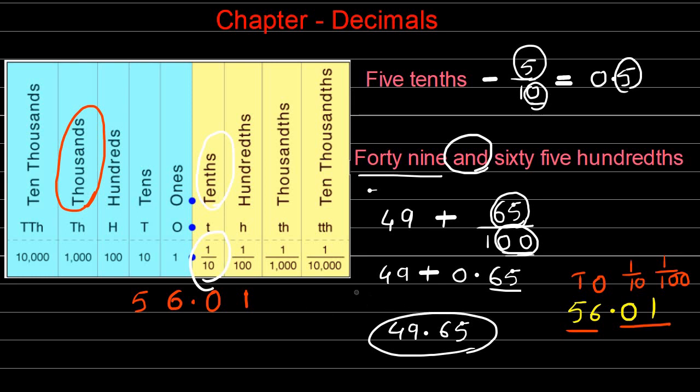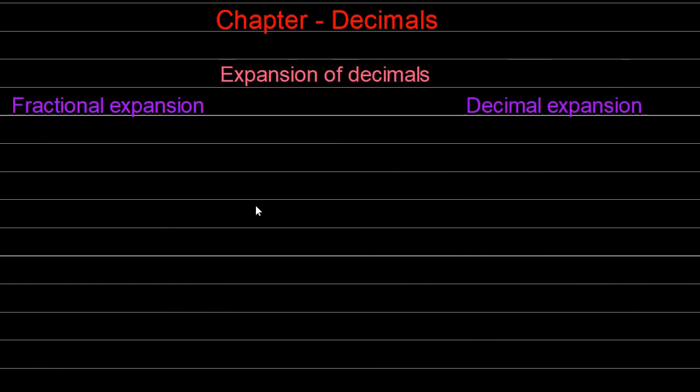Okay, now let's see the next topic. Yes, our next topic is expansion of decimals. So you may get questions like, for example, 34.098, and they may ask you to write the expanded form of this number, or the expansion of this decimal. Now how to do it? There are two ways of doing it. They may ask you to write its expansion in fractional form, or they may ask you to write it in decimal form. So let's see how to write both of them.